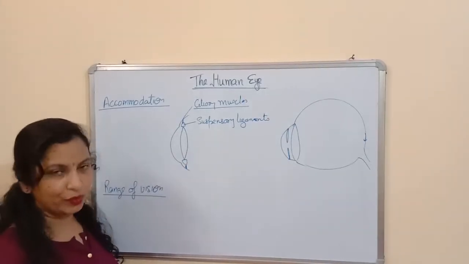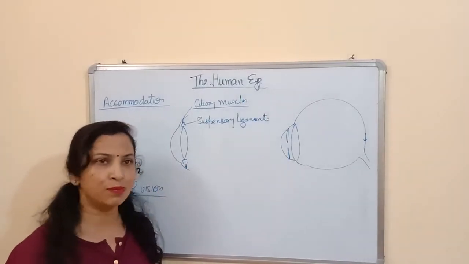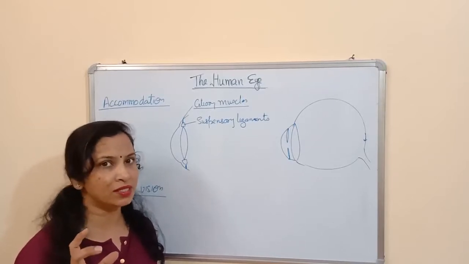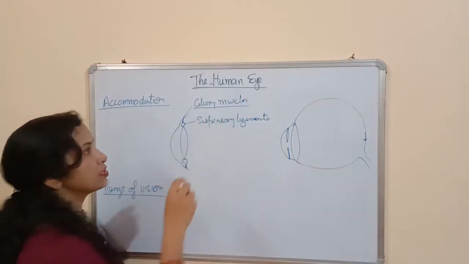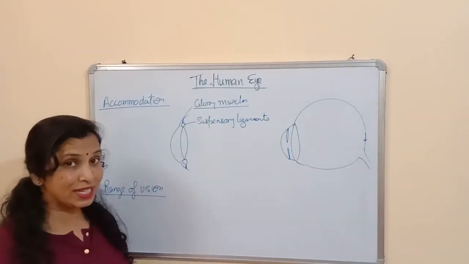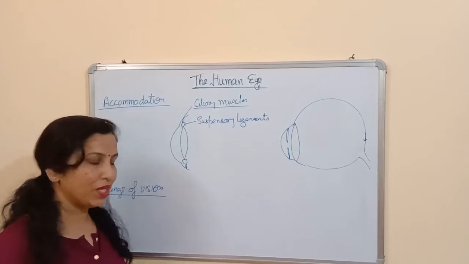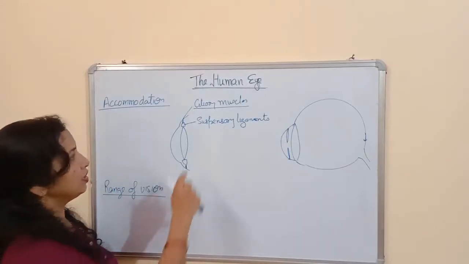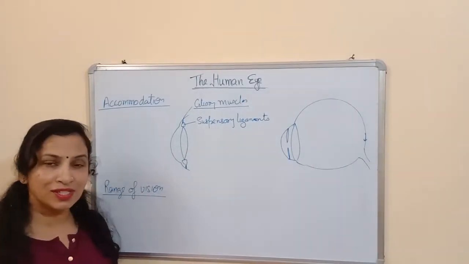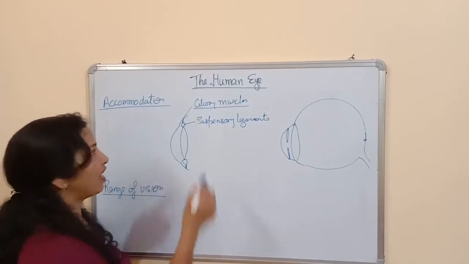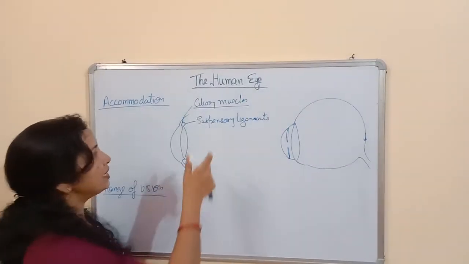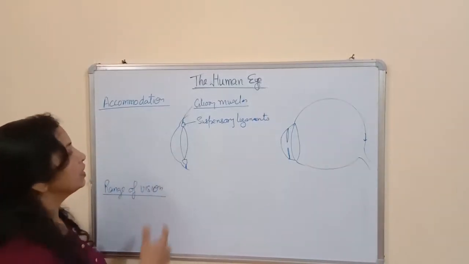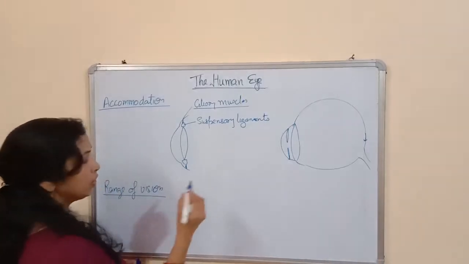So first I am going to tell you what happens actually when you see the far object. Suppose you are seeing the stars. So what happens actually when you see the stars? When you see stars, these ciliary muscles get relaxed. So they get relaxed when you see the far object. When these muscles get relaxed, these suspensory ligaments get stretched. When ciliary muscles get relaxed, these suspensory ligaments stretch, and by stretching of these ligaments, this lens becomes thin.